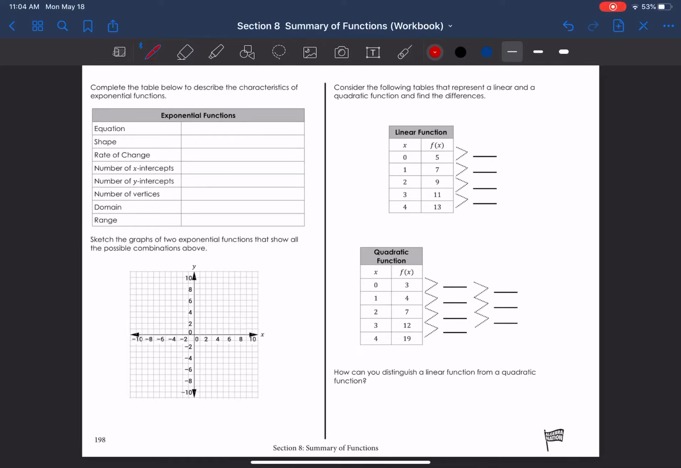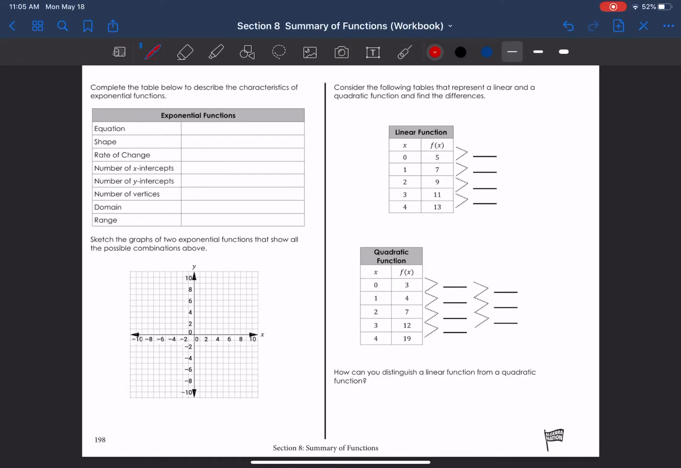All right, this video, we're going to cover Section 8. I'm going to cover it all in one video. Section 8 is a summary of functions. So we're going to talk about linear functions, quadratic functions, and exponential functions. We're also going to talk about piecewise functions and talk about arithmetic sequences and geometric sequences. Those will be the highlights from this video.